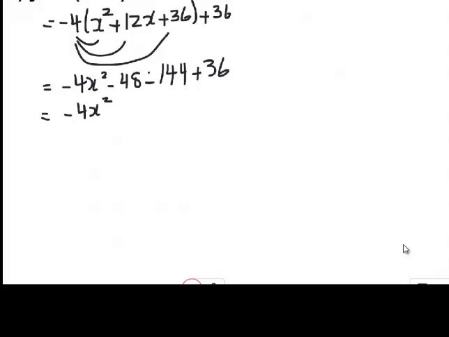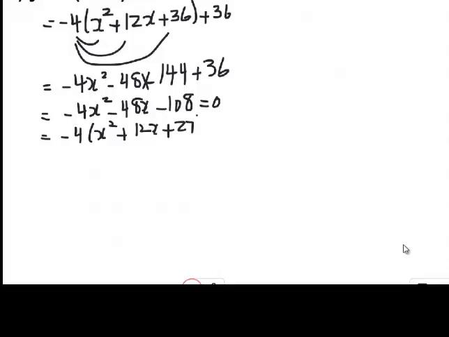So that is negative 4x squared, negative 48x. Now negative 144 plus 36 gives me negative 108. Now to find the zeros, we have to set this equal to 0. So I can common factor negative 4. So I get x squared plus 12x plus 27 is equal to 0. Negative 4 can't be 0, so this has to be 0. So x squared plus 12x plus 27 is equal to 0.